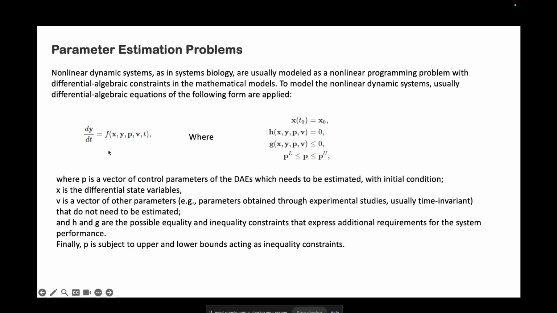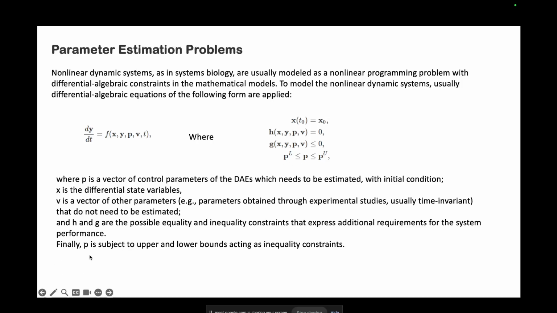So you have a set of variables, where one will be a state variable, one will be a control variable, one will be a vector of your known parameters, one will be your vector of constraints, etc. So this is how a parameter estimation problem is defined with respect to differential equations in this case.